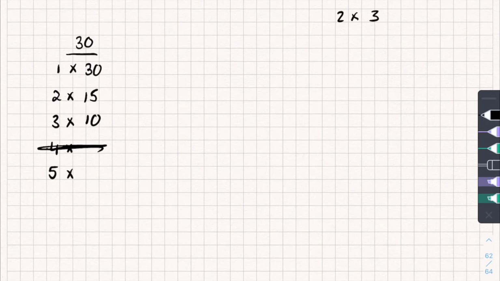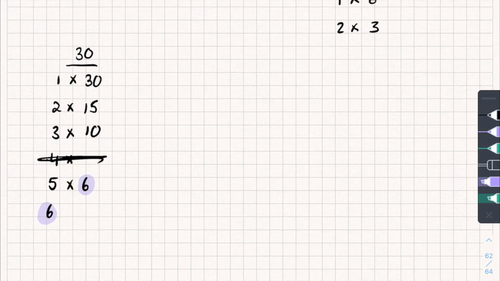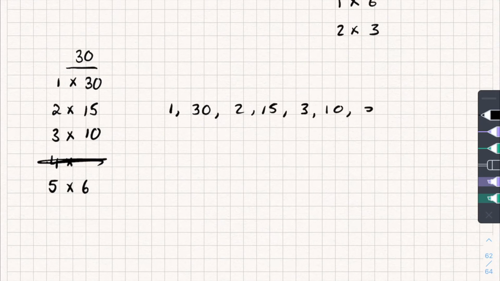5? Yeah, well, I can multiply 5 by 6. And you'll notice now I've just written 6, which is a repeat because we've already had it in our table. So I can stop writing my list here because we've found all of the factors. So the factors are 1, 30, 2, 15, 3, 10, 5, and 6. And that's it. That's how you can find the factors of a given number.